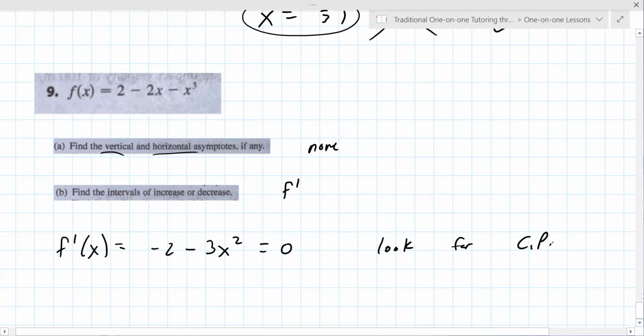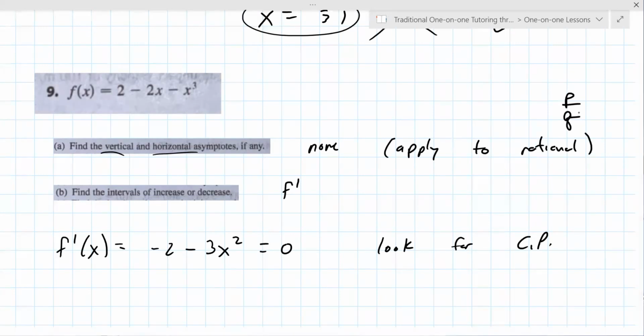For the vertical and horizontal asymptotes, don't you need an equation above another equation? Yeah, and that's what I meant by rationals. So it's like a p over q. You get your vertical from the denominator, and the horizontal from the leading terms.